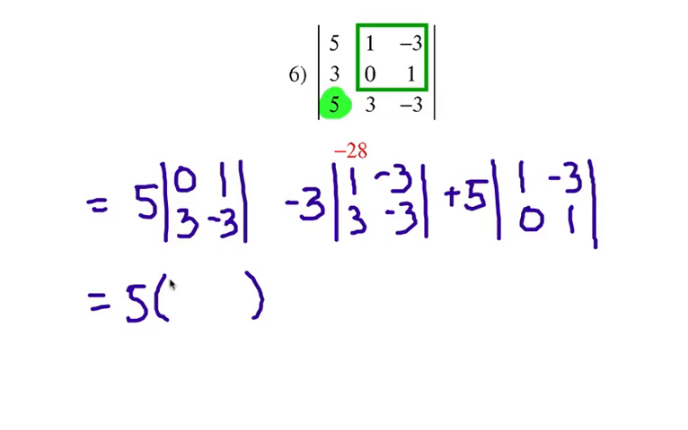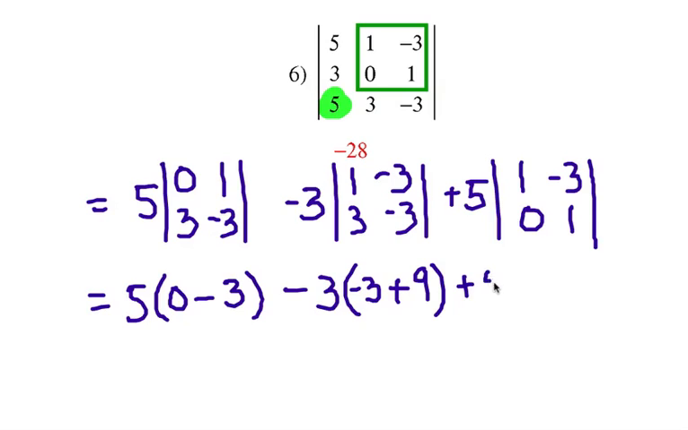So here I get 0, subtract 3. Here it's going to be a -3, or subtract 3, times the determinant in the middle, which is going to be -3, subtract -9, and notice that that becomes adding 9. So -3 subtract -9, or +9. Got to be careful about those sign changes, don't we? And this last determinant here is going to be 1 times 1 minus 0 times -3, which of course is 0.